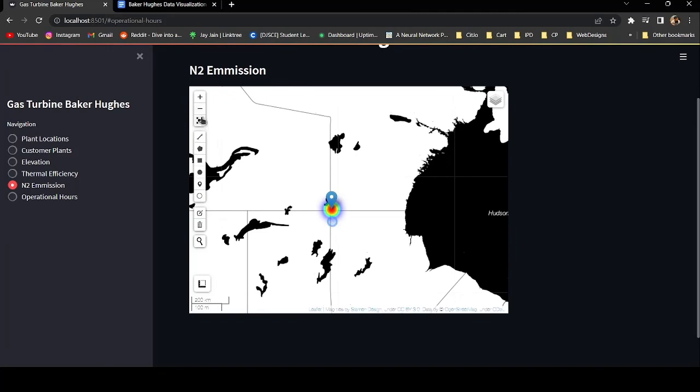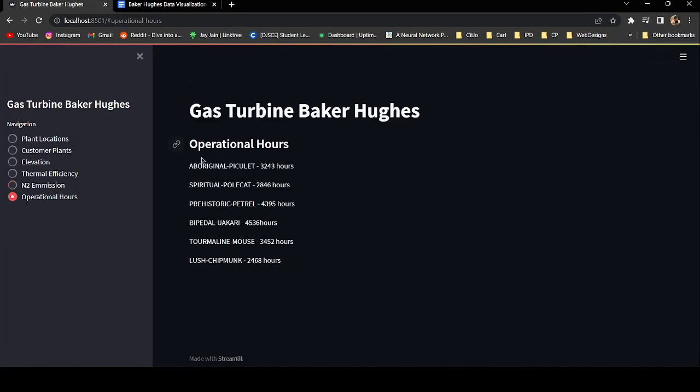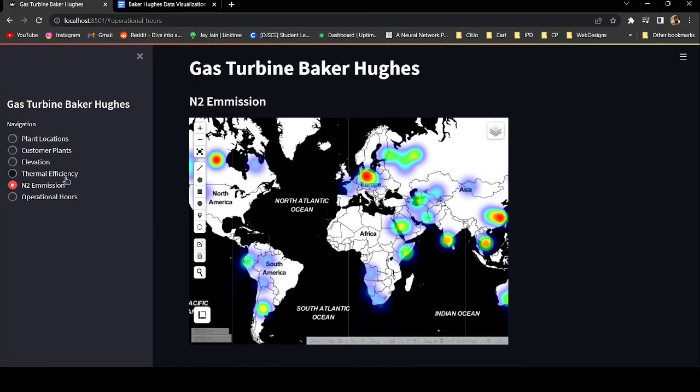So moving ahead was the operational hours. Here we did have the formula, but we couldn't work much more on the UI. If we had time, we could have done that. But right now, we just calculated the operational hours for around a few stations. We got values ranging from around 2,400 hours to 4,000 hours. We chose the compressor speed and date time measures from the dataset to calculate operational hours.